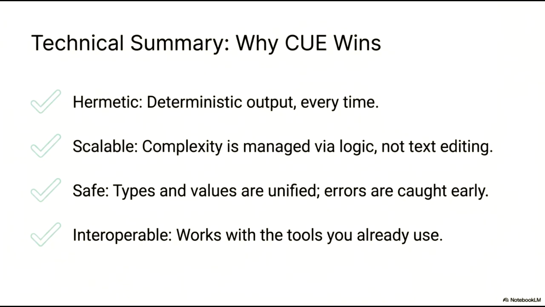Types and values are unified, which means errors are caught early in the development cycle. Finally, it is interoperable, working seamlessly with the tools and ecosystems you already use. Together, these pillars make Q a robust and reliable solution for modern technical needs.